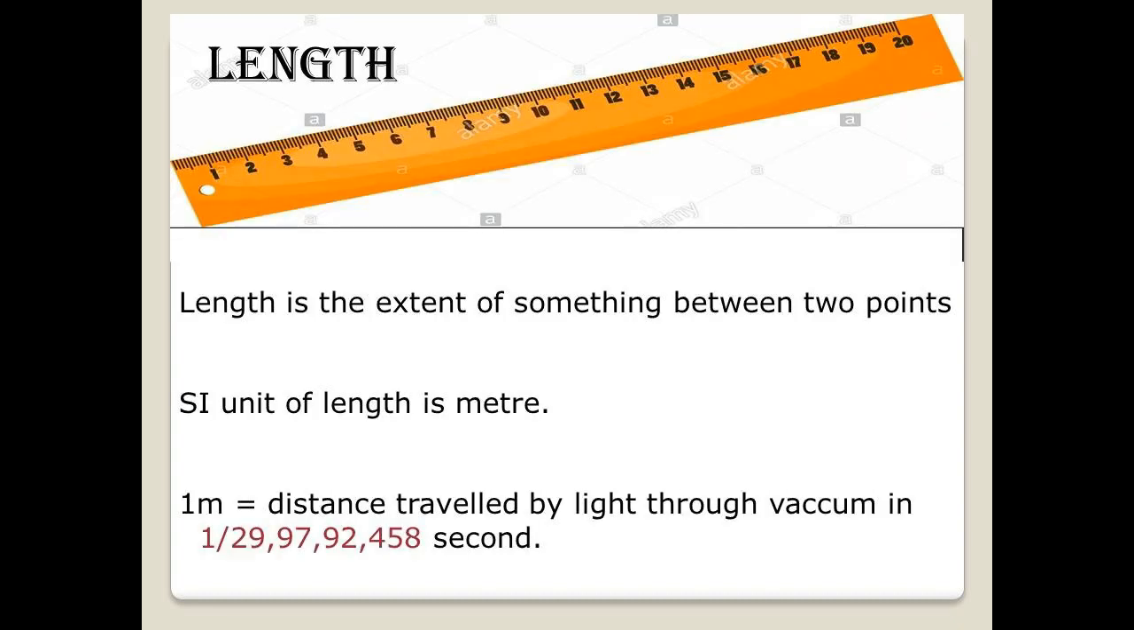Now we'll see the fundamental units one by one. First is length. Length is the extent of something between 2 points. Its SI unit is meter. How are they fixing the 1 meter value? Do you know? 1 meter is equal to the distance traveled by light through vacuum in 1 by 29 crore 97 lakhs 92,458 seconds. So how far light travels in 1 second through vacuum, that is the value of 1 meter.